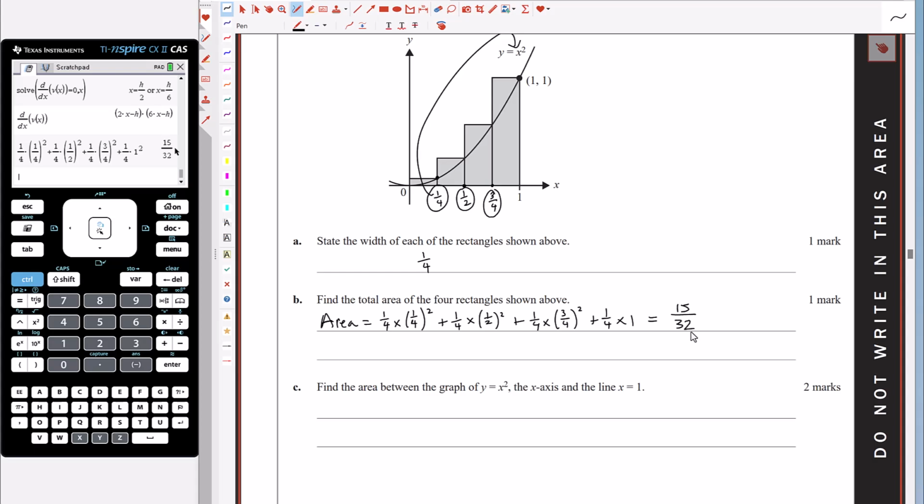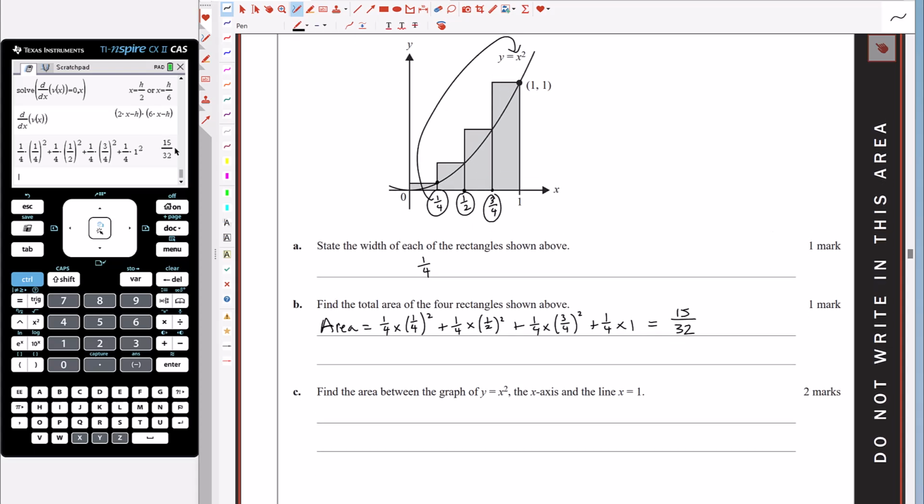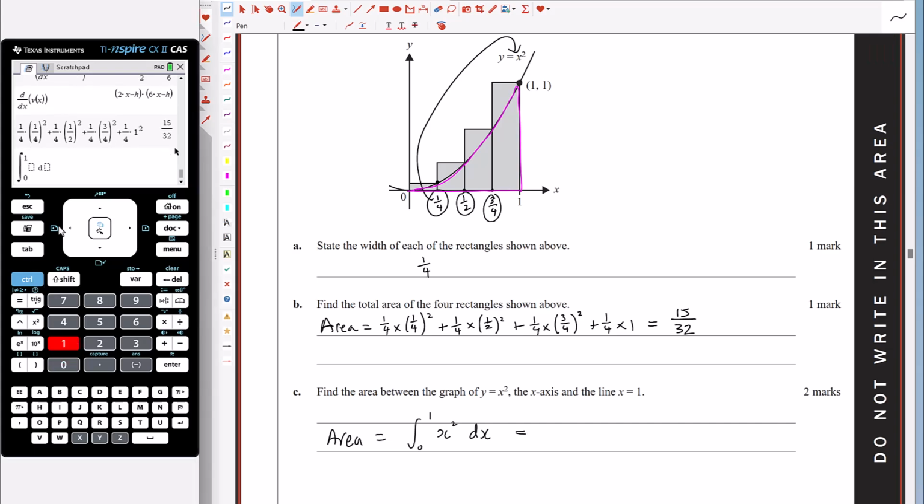Find the area between the graph of y equals x squared, the x-axis, and the line x equals 1. Okay, so this is asking us to find the actual area. So we're going to need an integral to find this area here, bounded by those pink lines. And so that area is going to be the integral from 0 to 1 of x squared with respect to x. That is a pretty straightforward integral to do by hand. We've got our CAS sitting here, and so we're going to get 1/3.